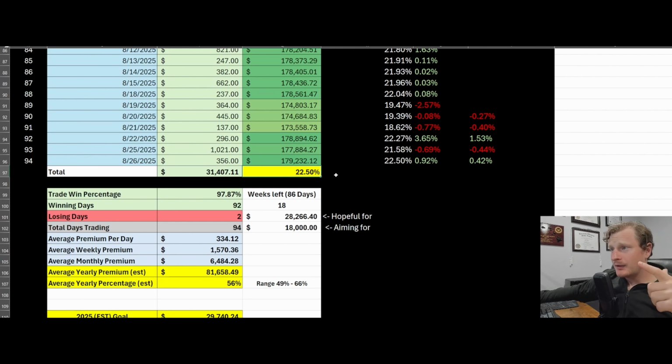But since April 11th, we're up 22.5%. And if we look at the change in value since the last day, we're up 0.92%. And comparing that to the SPY, which was only up 0.42%.